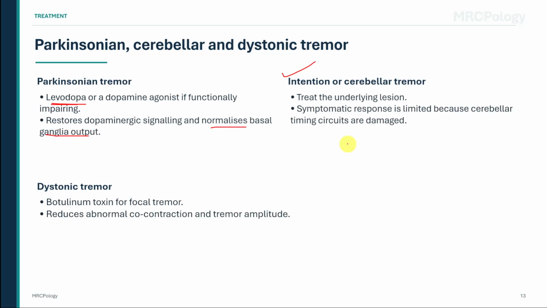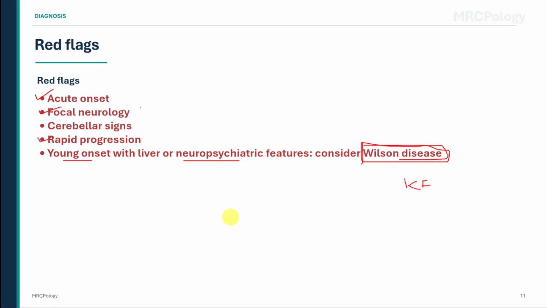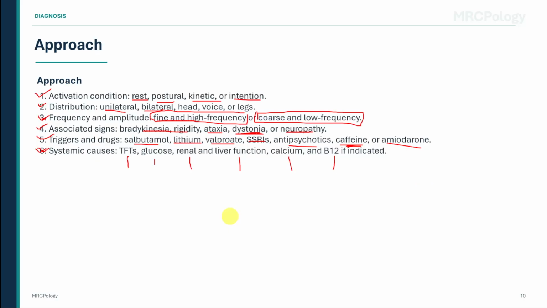For dystonic tremor, botulinum toxin can be useful when the tremor is focal. It weakens selected overactive muscles, reducing abnormal co-contraction, dystonic posture, and tremor amplitude. The memory hook is activation, distribution, associated signs, triggers, and systemic causes. First, ask when the tremor appears, then ask where it appears. Next, look for the neurological syndrome surrounding it. Finally, search for reversible triggers and important underlying disease.